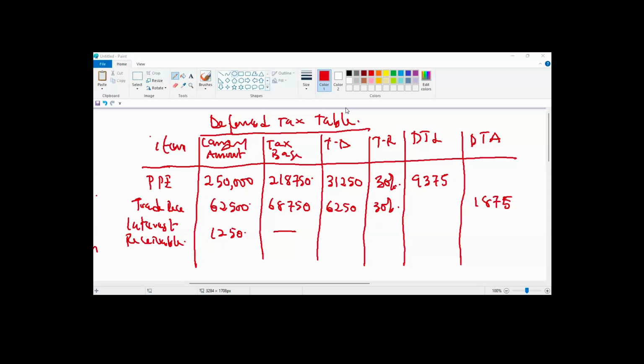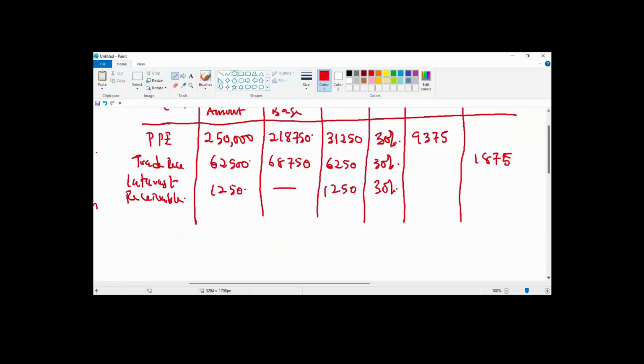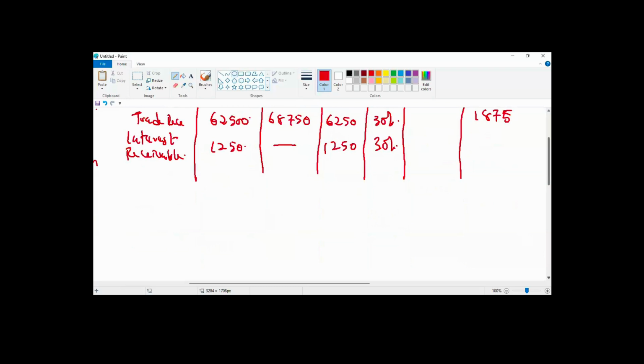Has it given us a temporary difference? Yes. 1,250. What is the tax rate? 30%. Is it a deferred tax asset or deferred tax liability? Deferred tax liability. You should show that you are following. 30% of 1,250 is 375.